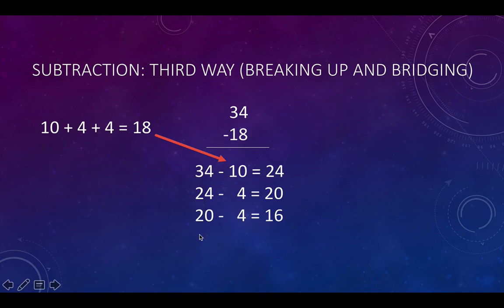Our last step will be take that 20 and minus the last 4. So 20 minus 4 is 16. That means that 16 is our answer. And if you were to add up this row, you could see that that's 18. So we overall had subtracted 18 from the 34.